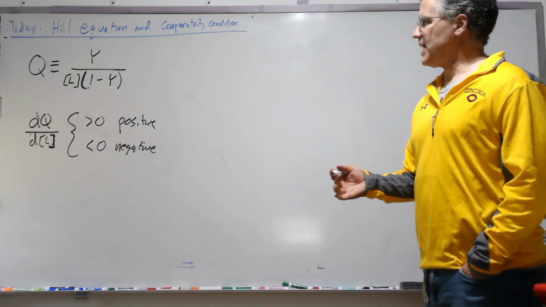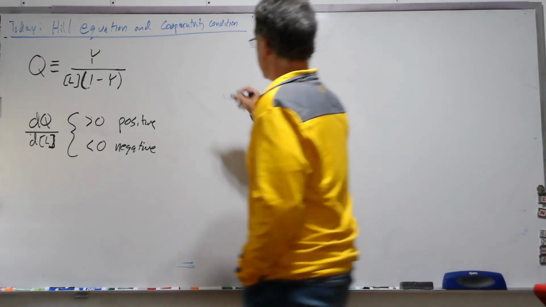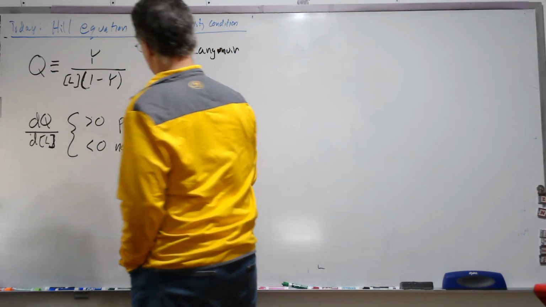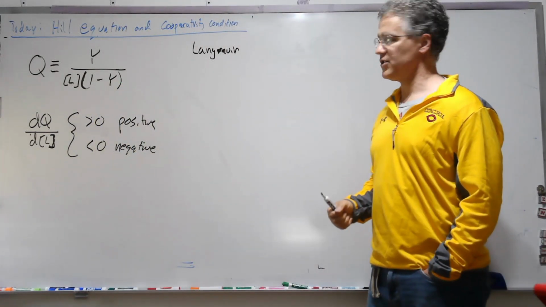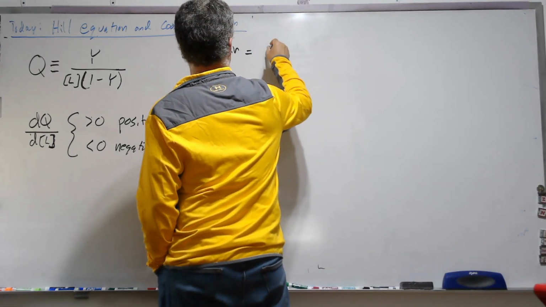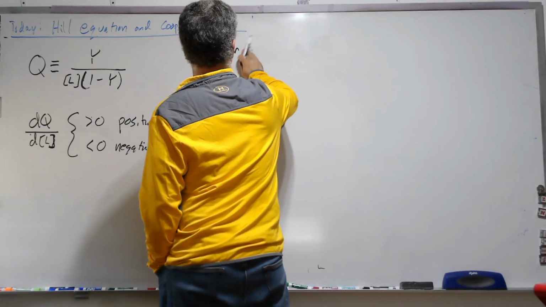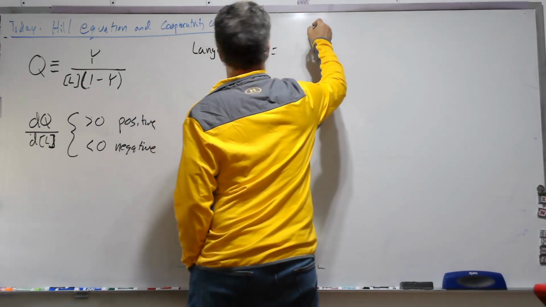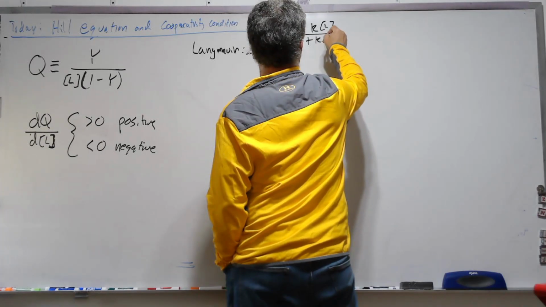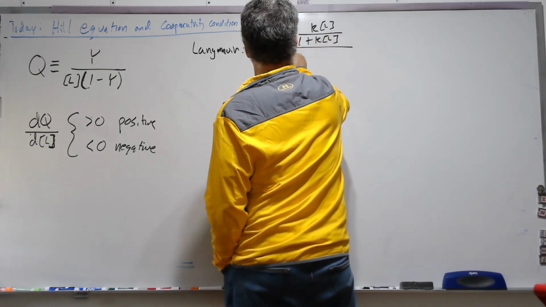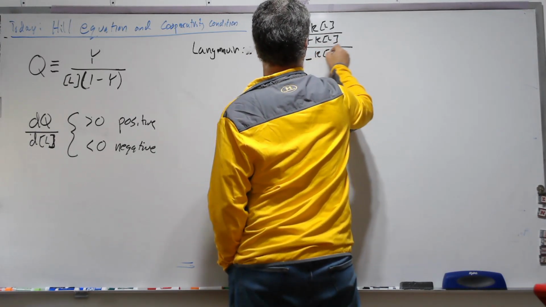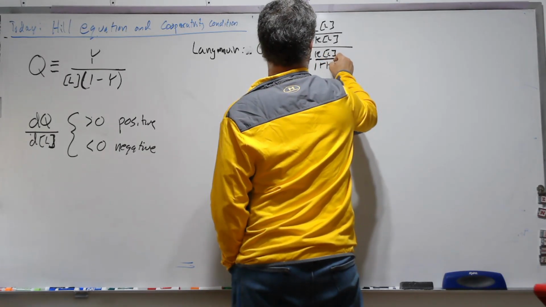All right, well, let's just do this for the Langmuir model first. And we know that that is neither positive nor negative, so we should get 0. So let's go ahead and plug this in. So for the Langmuir model, Q is KL over 1 plus KL over L times 1 minus KL over 1 plus KL.